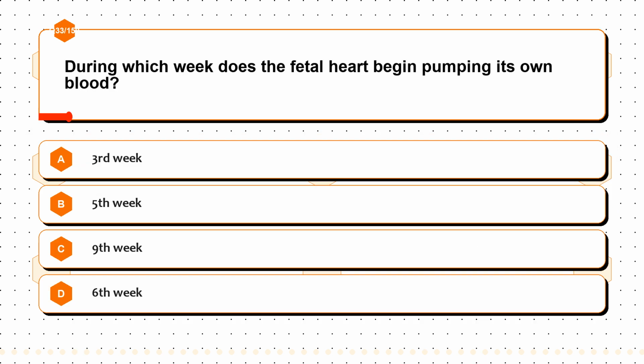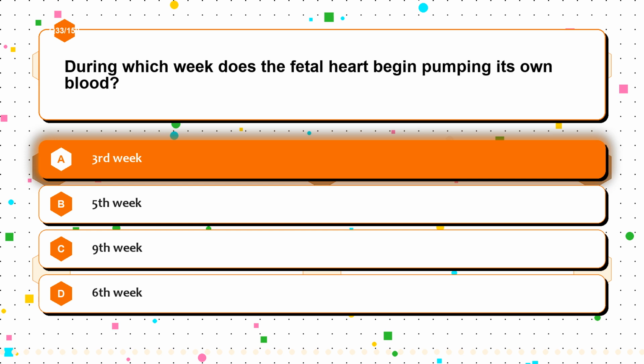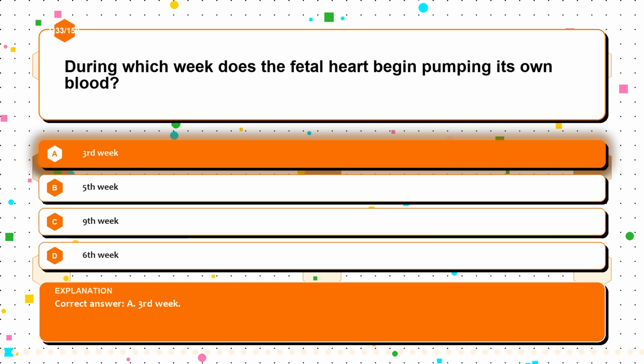Question 33. During which week does the fetal heart begin pumping its own blood? Here are the options. Option A. 3rd week. Option B. 5th week. Option C. 9th week. Option D. 6th week. The correct answer is option A. 3rd week. Correct answer A.